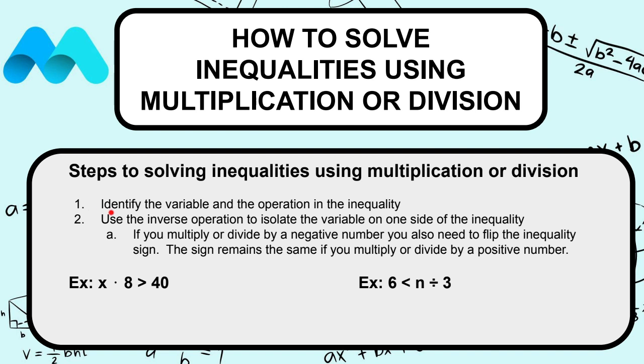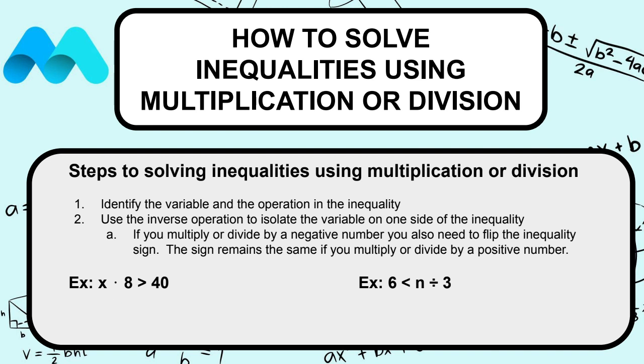So step number one is to identify the variable and the operation in the inequality. So let's look at our first inequality. We have x times 8 is greater than 40. Now, you're not going to see too many inequalities written this way. What you'll most likely see is 8x is greater than 40. I'm writing it this way just so you can see what the operation is. But know that most of the time you're just going to see 8x, where you've got that number and the variable right next to it. That does mean multiplication. Again, I'm just writing it this way so you can see the operation.